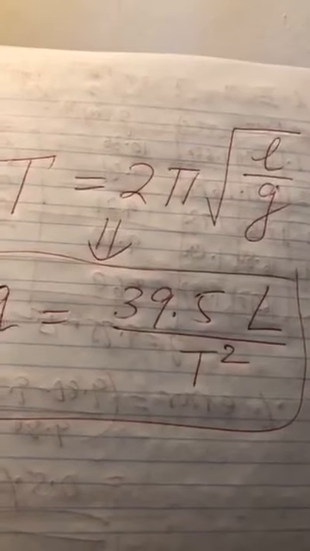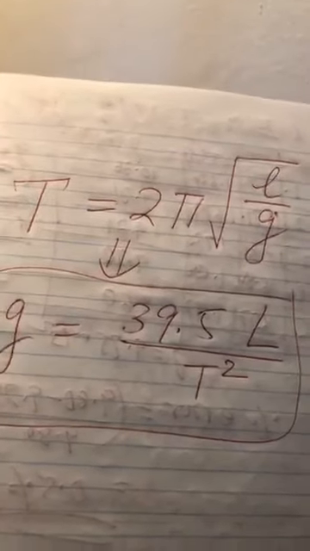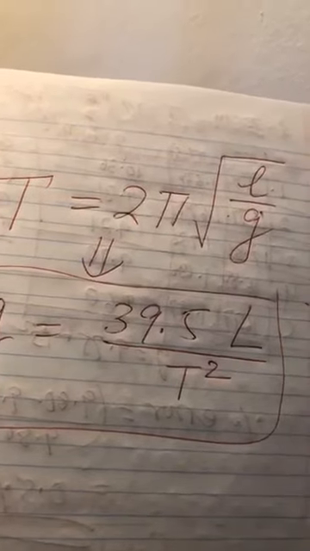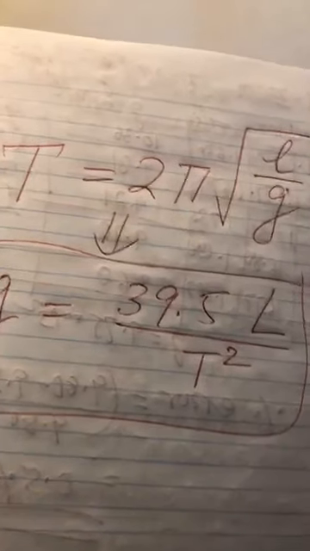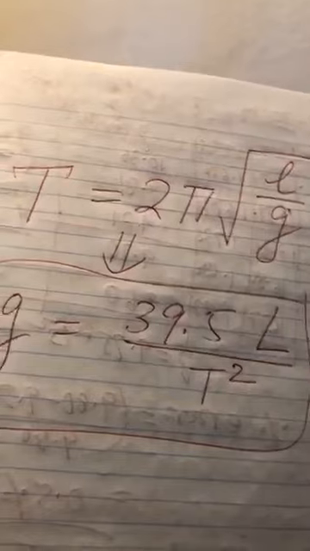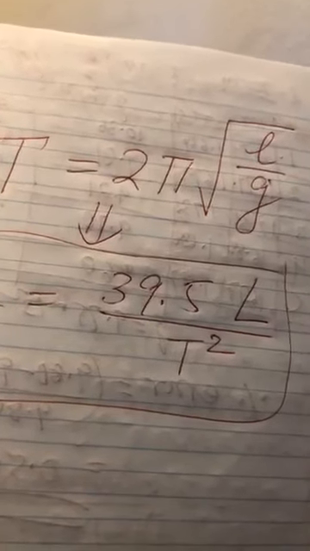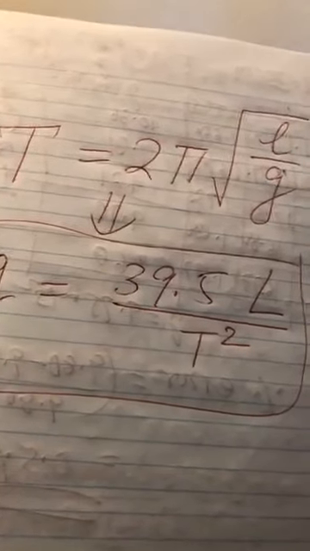Let me turn my phone to camera mode. Okay, so there is a formula here I am showing you. Do you see? T is the time period. T is equal to 2 pi square root of L over g. T is the time period, L is the length, g is the acceleration due to gravity. Our goal is to figure that out.